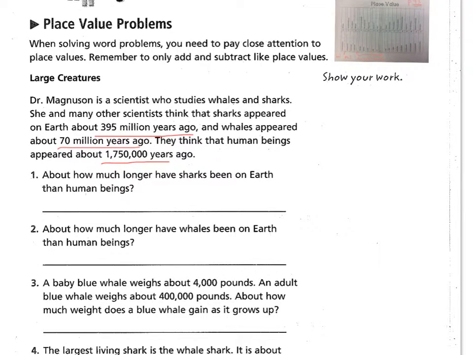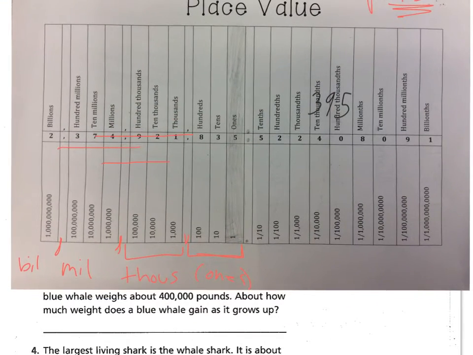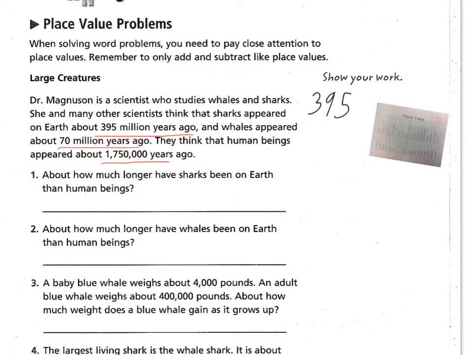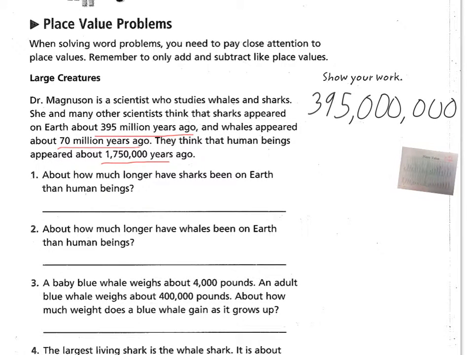Well, in 395 million, I see that 395 goes together. And if I look at my place value chart, I see that over here we have millions, so I would put a comma, and then I'm going to have a bunch of zeros in the thousands, so 0, 0, 0, and then 0, 0, 0. So in order for it to be 395 million, I need 395 here, and then zeros and zeros, so a total of 6 zeros. So there's my number, 395 million.